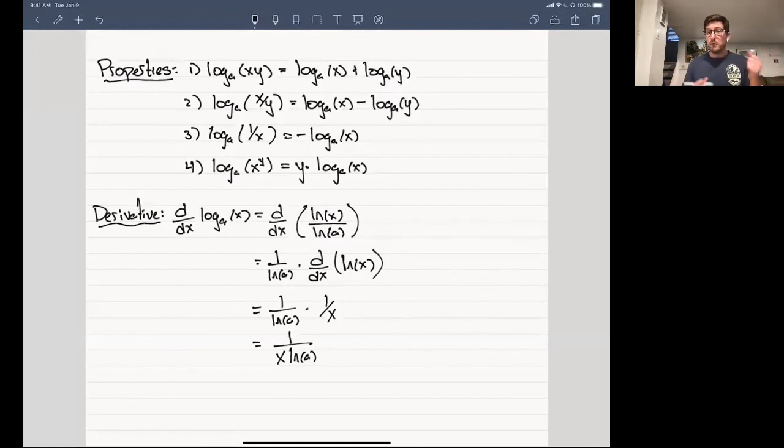Natural logarithm, the derivative is 1 over x. Log base a, the derivative is 1 over x times the natural logarithm of a. So you get this factor of the logarithm of a floating through.